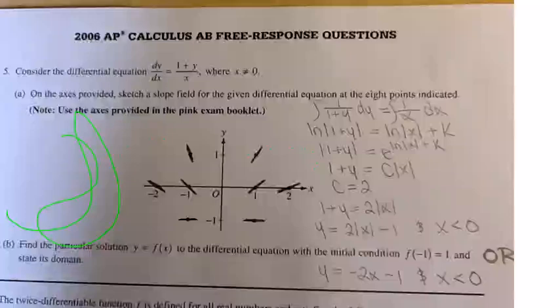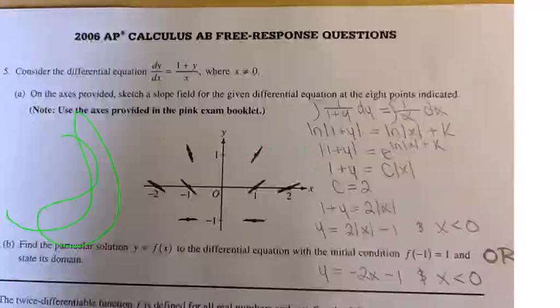Okay, so I'm doing the free response from 2006, number 5. As you see in part A, first we have the differential equation dy/dx equals (1 plus y) over x. Part A says, on the axes provided, sketch a slope field for the given differential equation at the 8 points indicated.